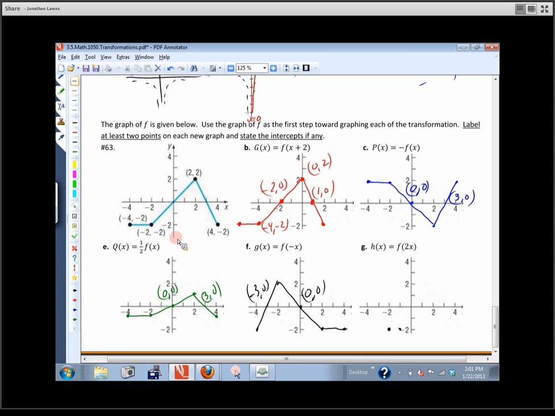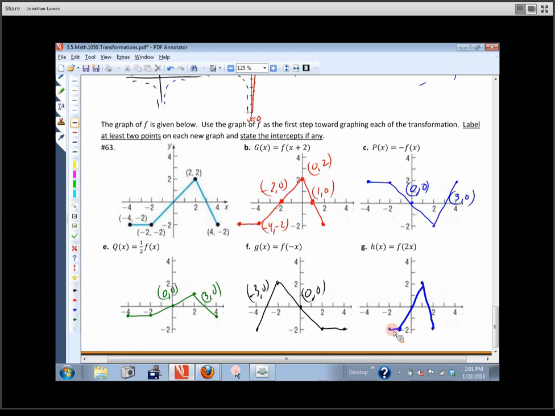Can you stretch or shrink 0? No, remember, it's the x coordinate that we'd be changing, but that would still be 0, 0. This is going to be 1, 2. And this one's going to be 2, -2. Does that look right?